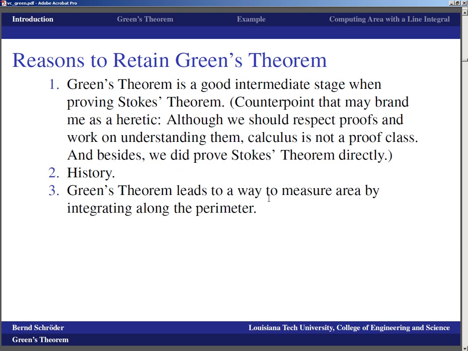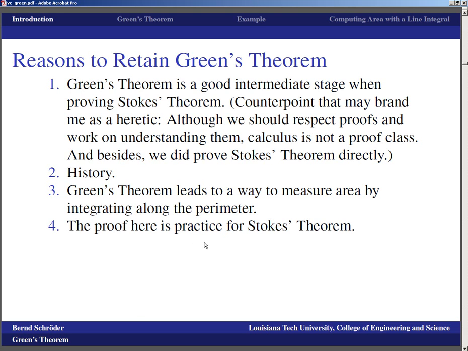Green's theorem also leads to a way to measure area by integrating along the perimeter. And that's actually pretty cool, and that's something that we're going to look at in detail, because that is something where we potentially would even have an actual application. If you have a strangely shaped area and you want to find out how much the area is, you can just run something along the perimeter and with a line integral figure out what the area is, which sounds downright strange, but we will see in the derivation that it does work.